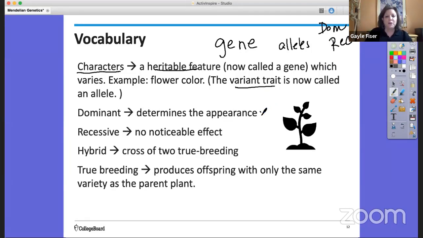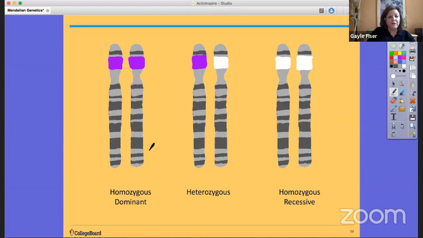Now, dominant determines the appearance. Recessive is not going to have any noticeable effect if dominant is present. We had talked about a hybrid already, that's a cross of 2 true breeding, and true breeding produces only offspring the same as the parent, okay? All right, so you're very familiar with this, I'm sure.